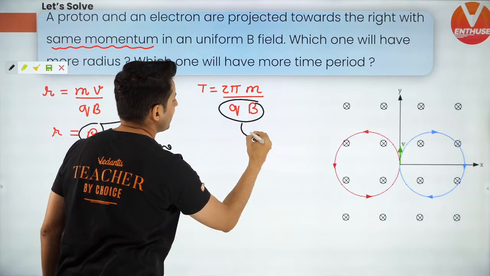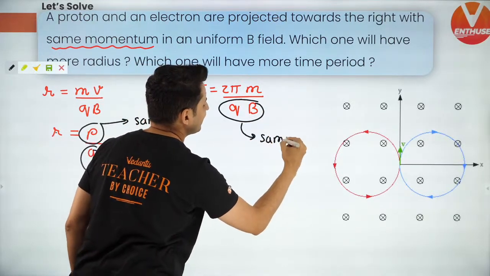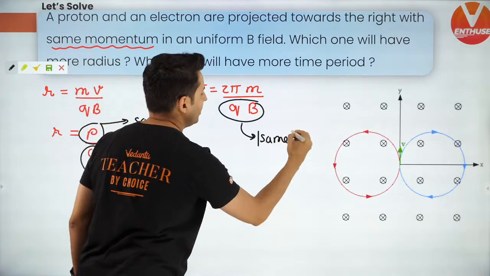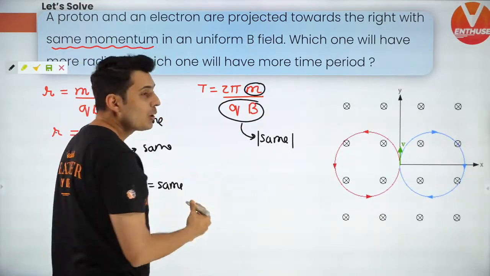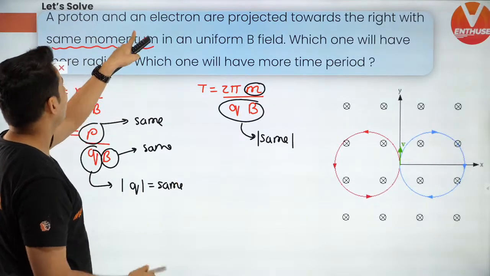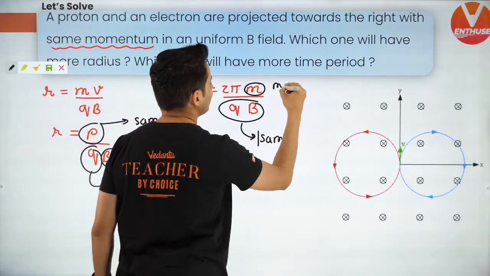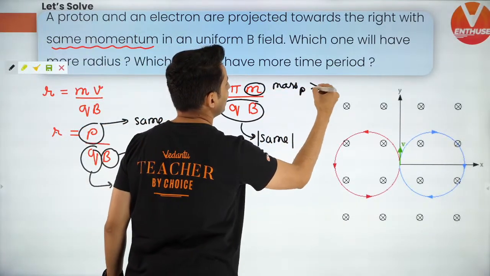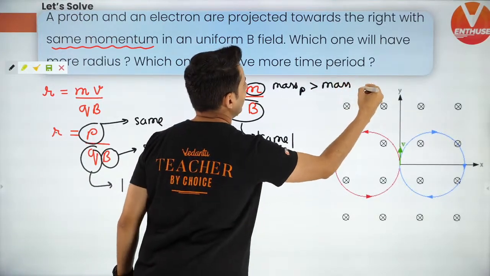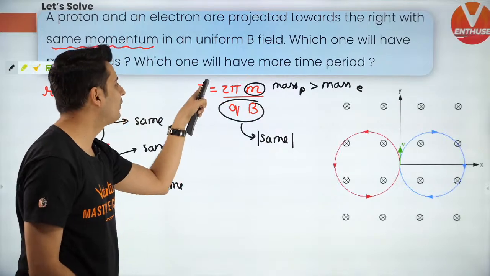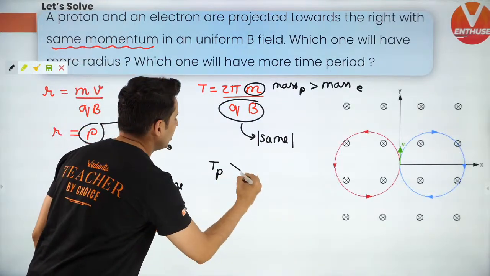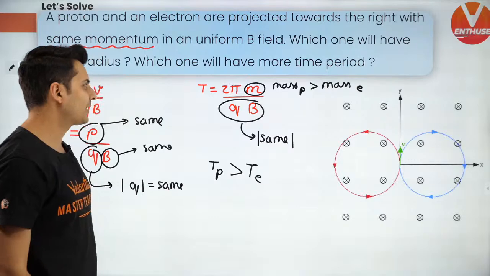q and B are same magnitude wise. 2 pi is a constant, but is m same? Obviously not. For proton, the mass is more. Mass of proton is more than mass of the electron. So who will have more time period? Obviously, time period of proton is more than time period of electron.